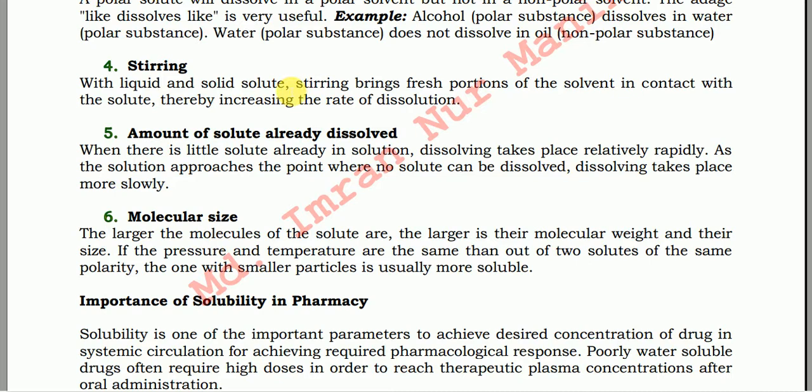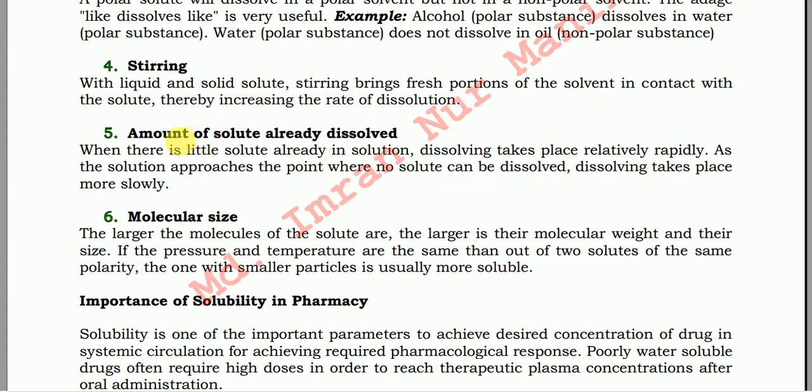But if you stir the solution, the solute will have a new layer of solvent that has no solute. That is why the solute can be easily dissolved in the solvent and will produce the solution at a faster rate. Number five, amount of solute already dissolved.